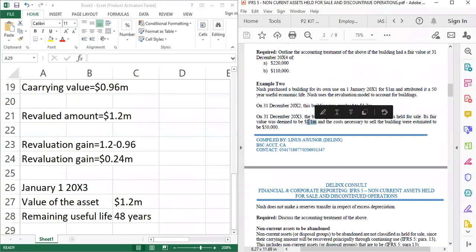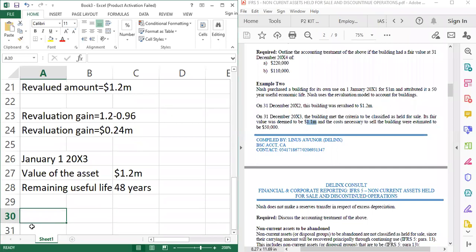So we assume that the 1.1 million is the new value of the asset, and we revalue the asset at the end of 2x3. At the end of 2x3, we have already used the asset for an additional 1 year. So the carrying value will be equal to 1.2 million minus (1.2 divided by 48). What are we getting?